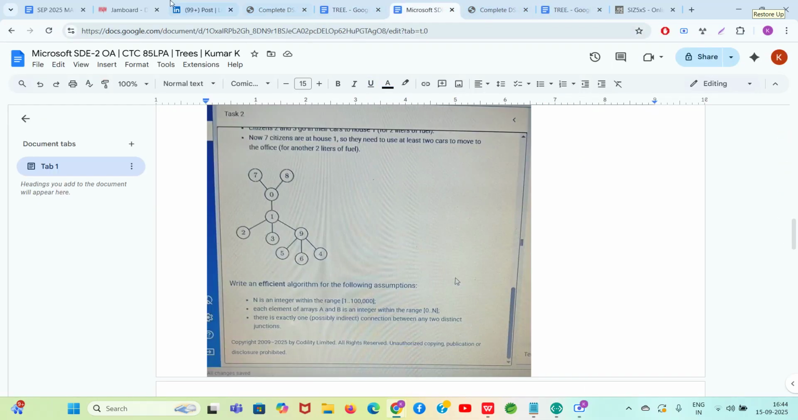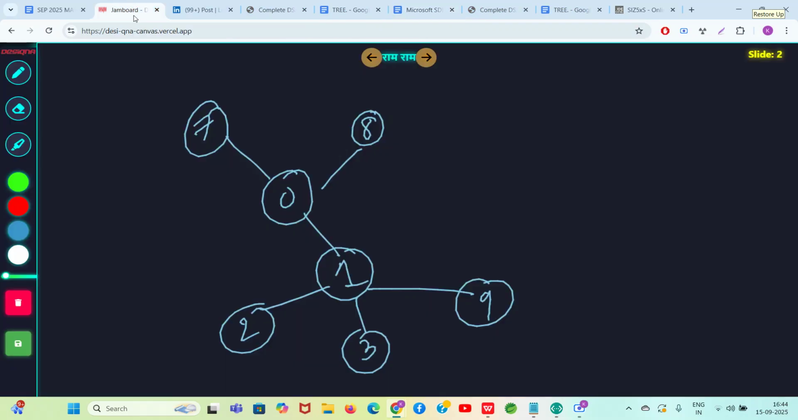Yeah, node 9 and then 5, 6, 4, right? After node 9, we get it here as 5, 6, and 4. Now listen up. Everyone wants to reach node 0. Okay, there are so many people here.